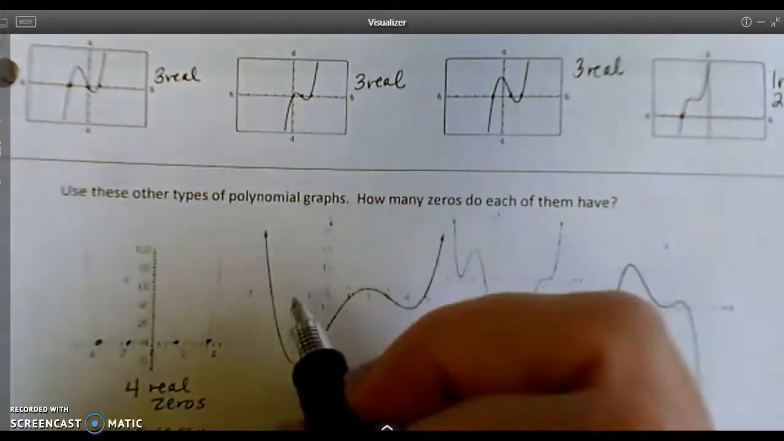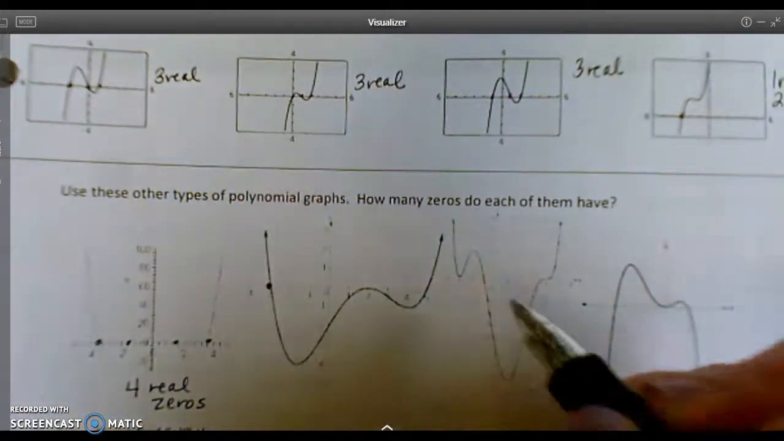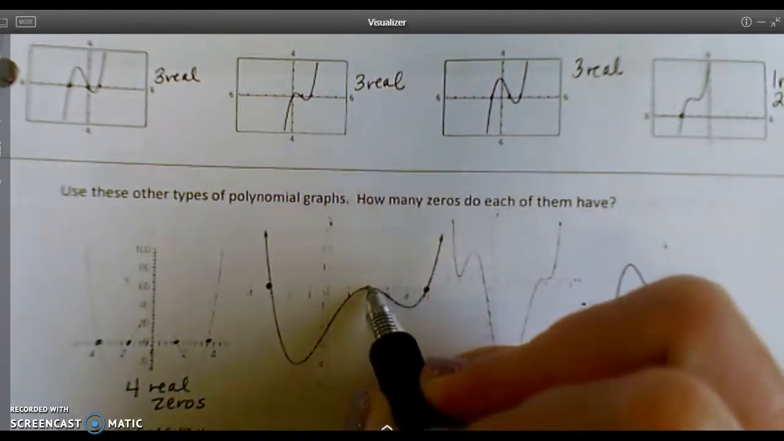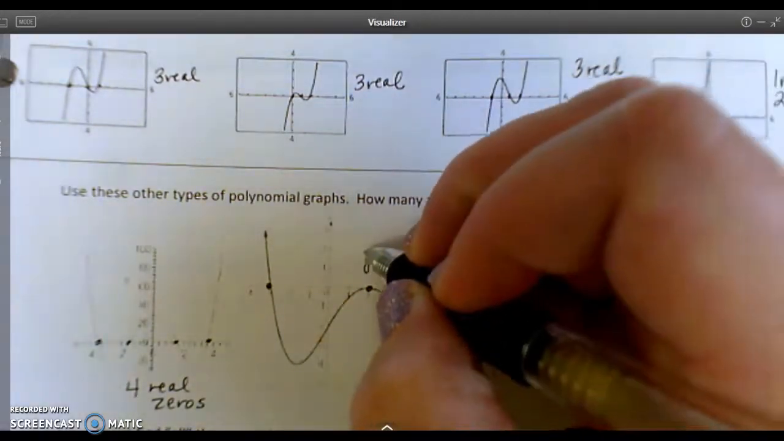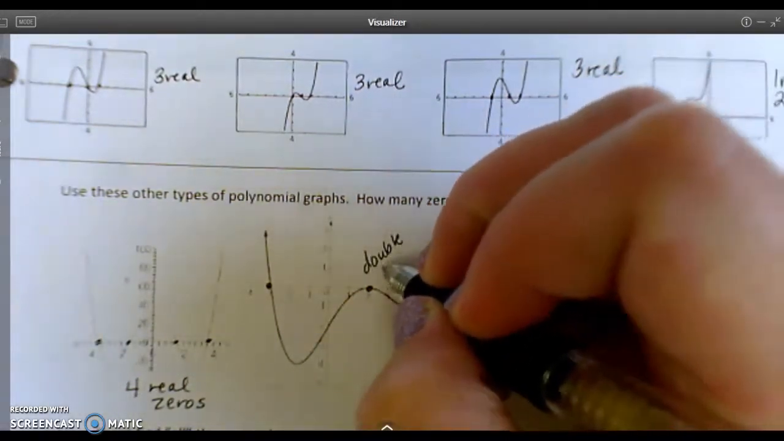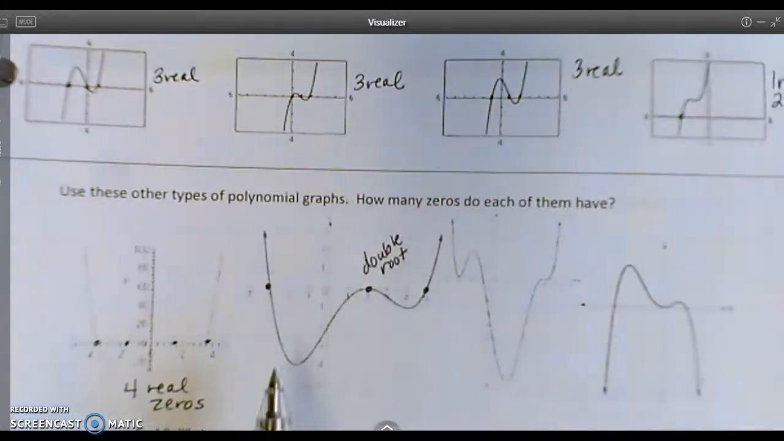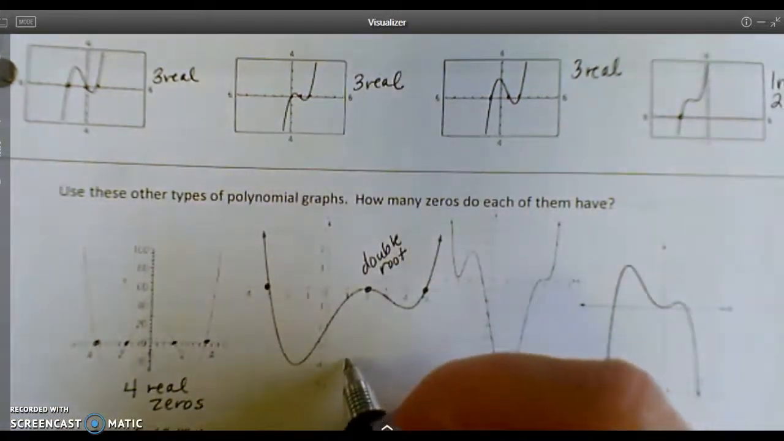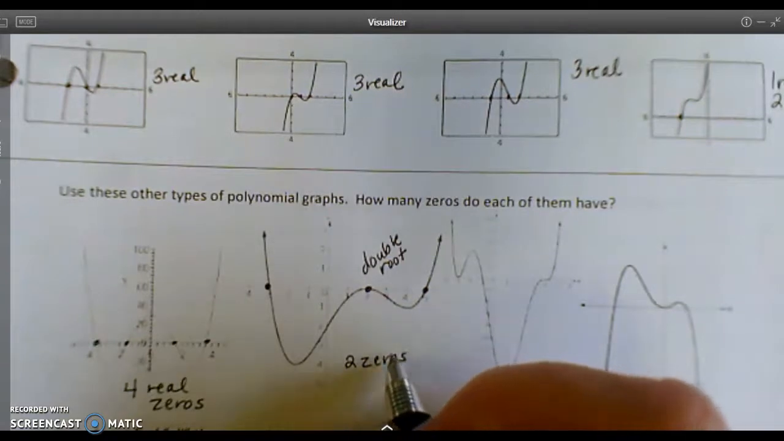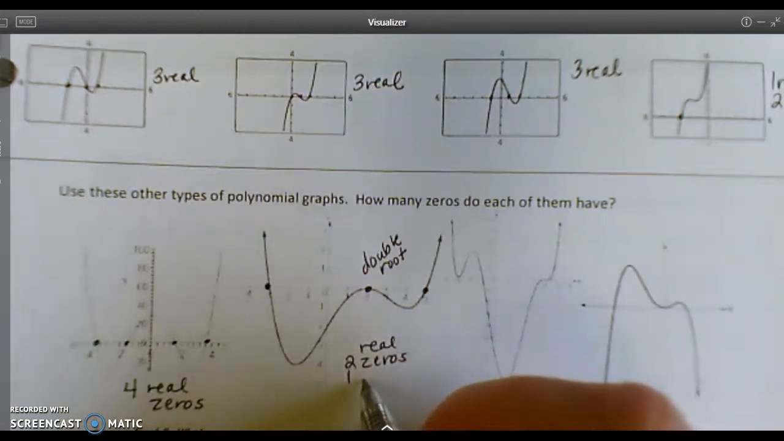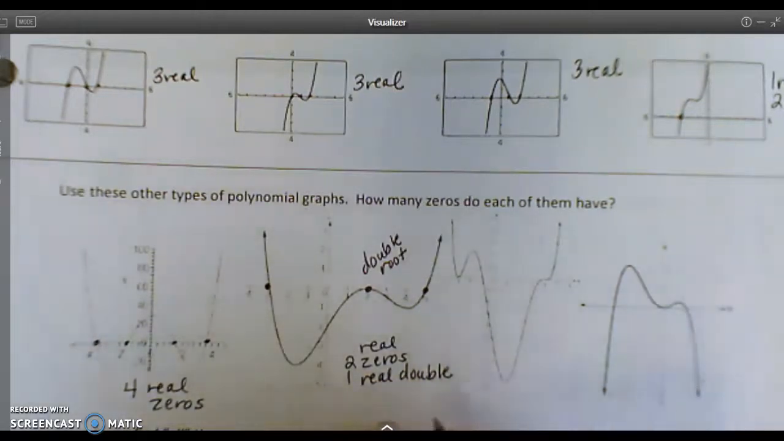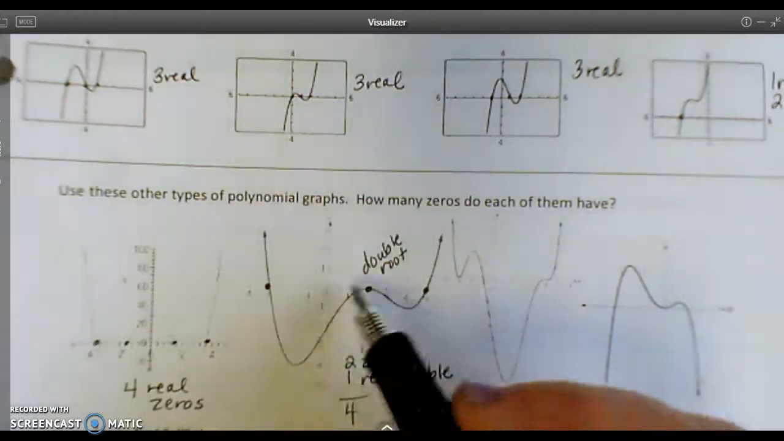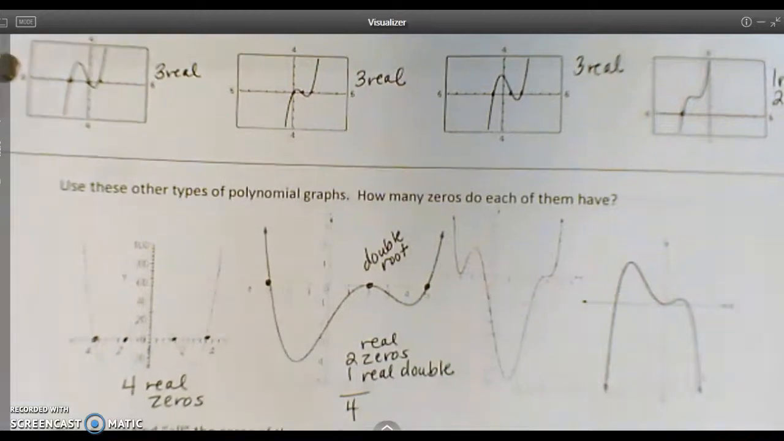Okay, on this next one, there's 1 here, there's 1 here. How many zeros does that one count? This one's a double root, so it counts as 2 zeros. So it looks like we've got 2 zeros and 1 real that's a double root. That counts as 4, so the highest power on that one would have been a 4 if we looked at it.